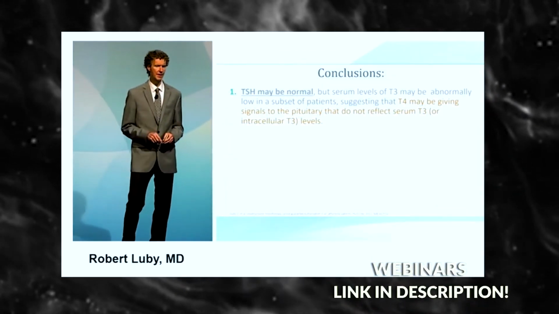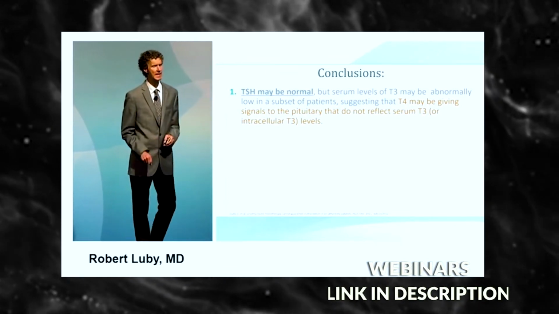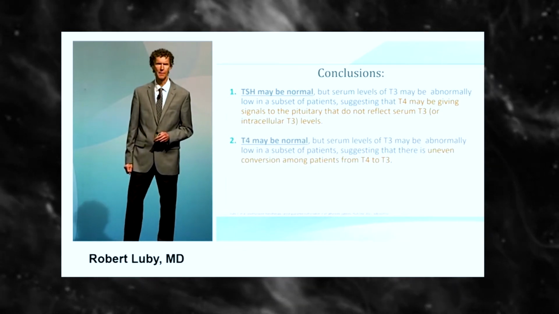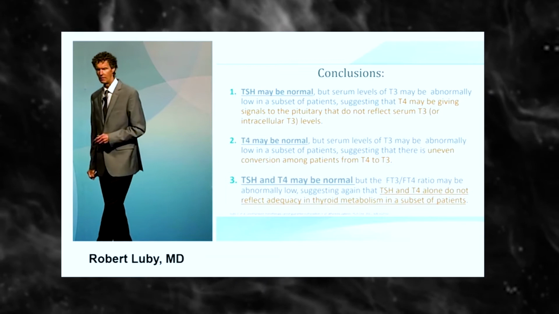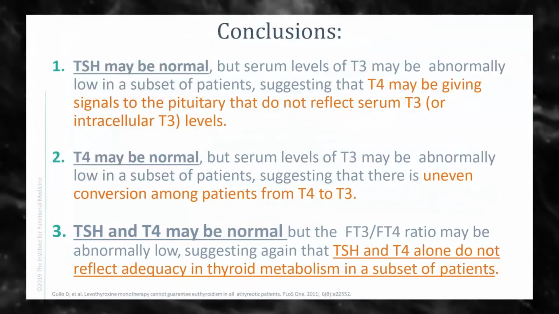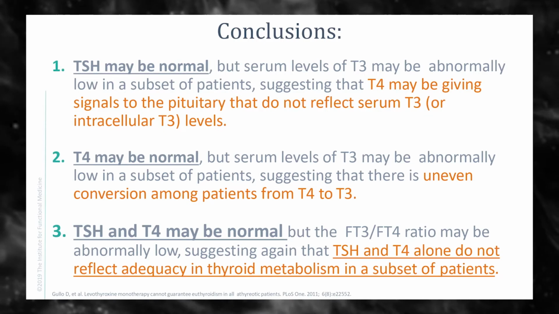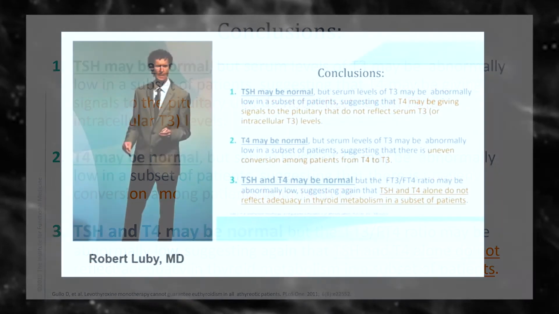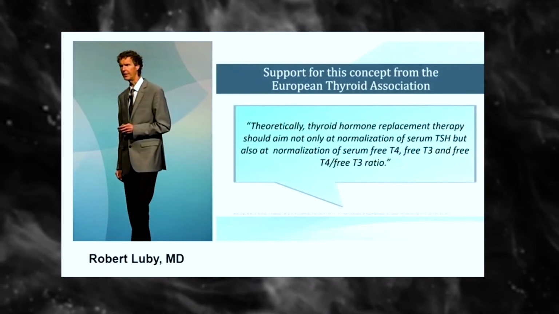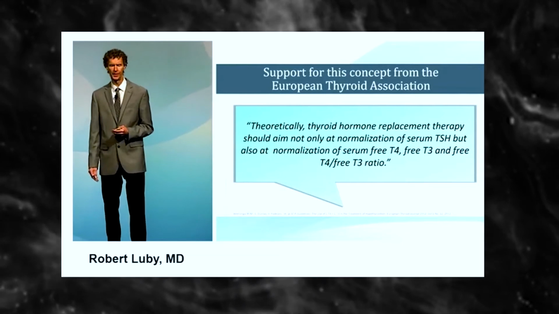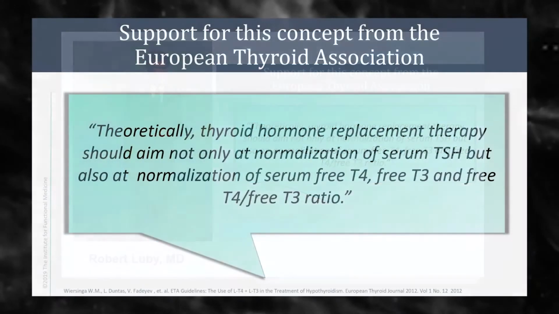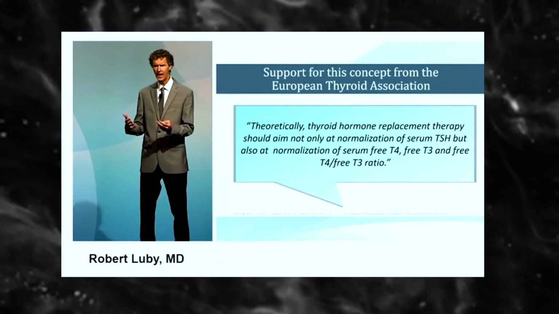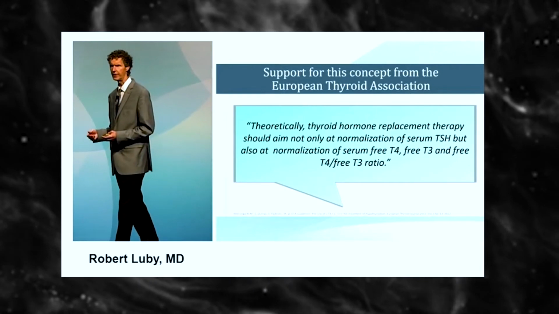So our conclusions are the TSH may be normal, but T3 may not be normal. T4 may be normal, but T3 may not be normal. Conversion. Both TSH and T4 may be normal, but the ratio of T3 to T4 may not. And that T4 and that TSH may not reflect the accurate state of thyroid metabolism in your patient. And the European Thyroid Association, again, concurs with this conclusion. I'll let you read this. They are advocating ratios, this T4 to T3 ratio. We'll talk about this in a moment.